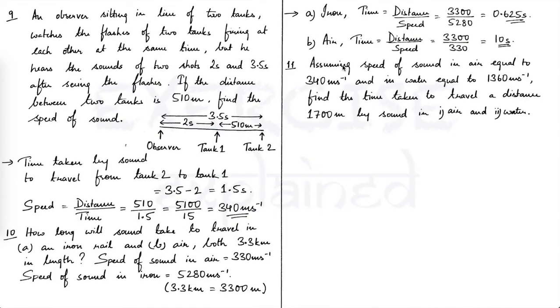Coming to the 11th question, which happens to be the last question for this video and the last question for this entire exercise. Assuming speed of sound in air is equal to 340 meter per second and in water equal to 1360 meter per second, we need to find the time taken to travel a distance of 1700 meters by sound in air and water.